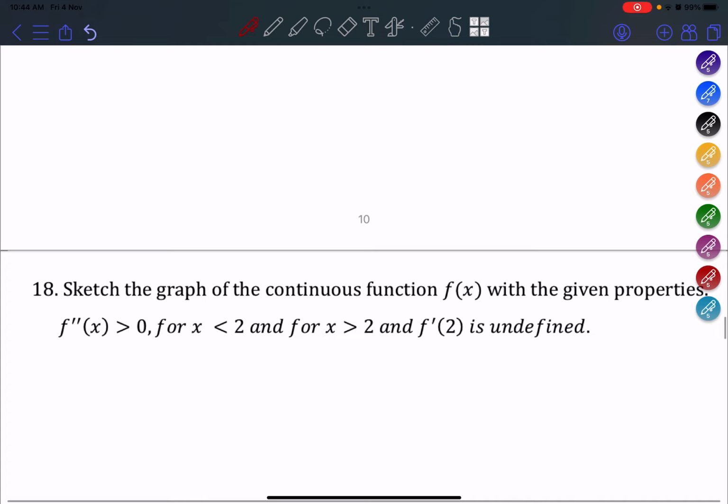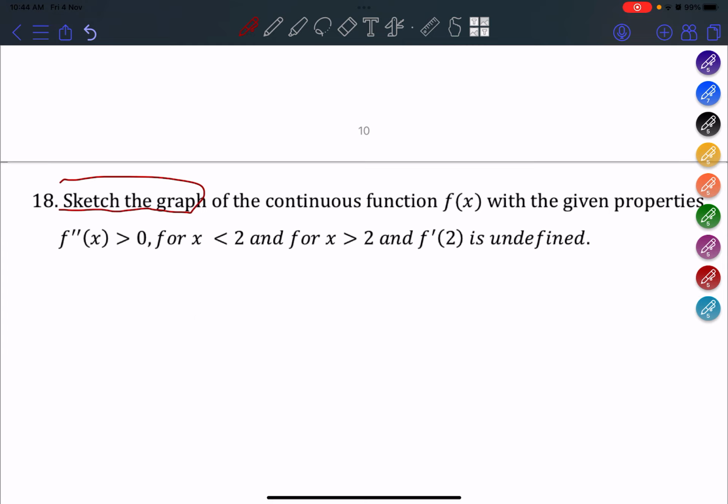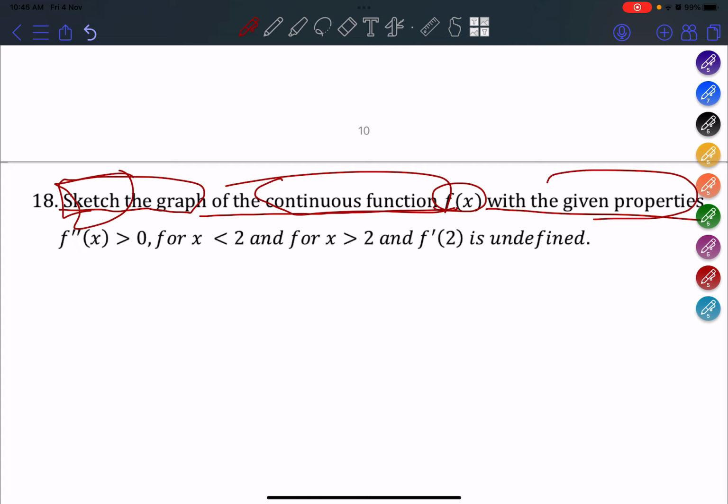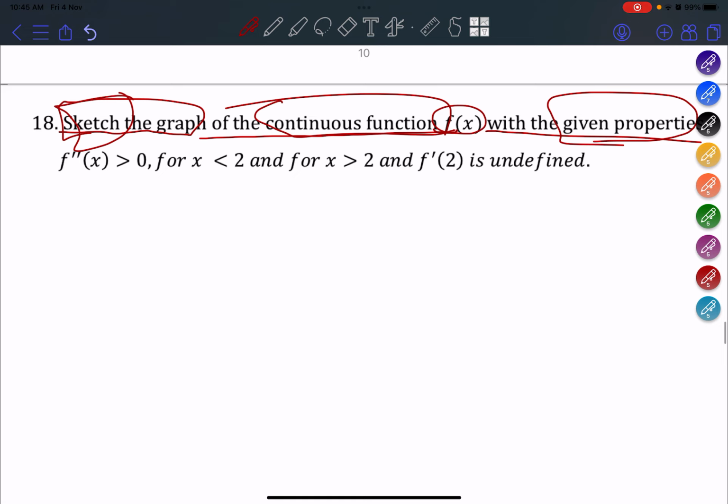For question 18, here they ask us to sketch the graph, okay? So it doesn't have to be scale accurate, one-to-one. We'll just sketch a graph of the continuous function. So that's the first thing we have to know, is that the function f of x is continuous with the given properties. The given properties are basically the rules of the graph that they want us to draw. Okay, so first of all, let us draw a graph here. Let's just make it like this.